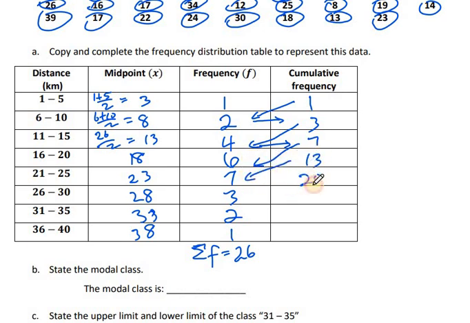13 plus 7, that's 20. 20 plus 3, that's 23. 23 plus 2, that's 25. And 25 plus 1, that's 26. So the last figure is the same as the total frequency.